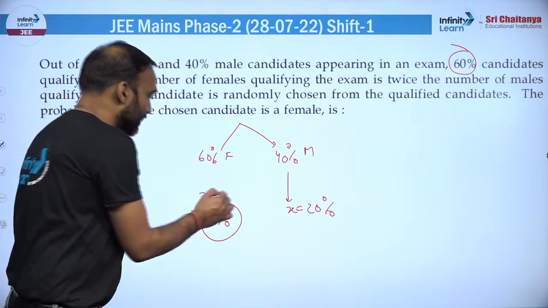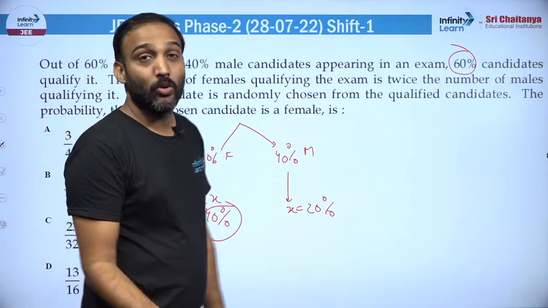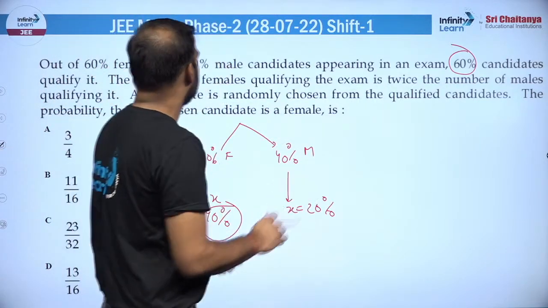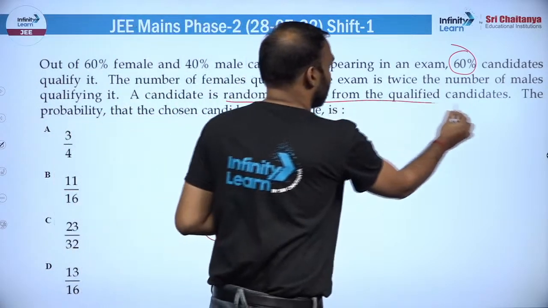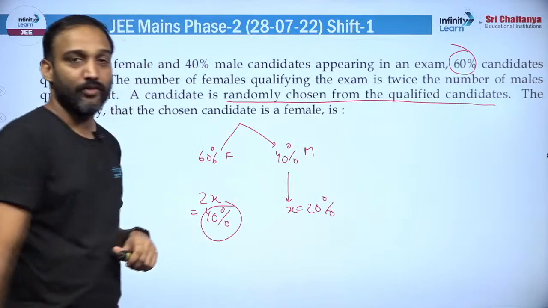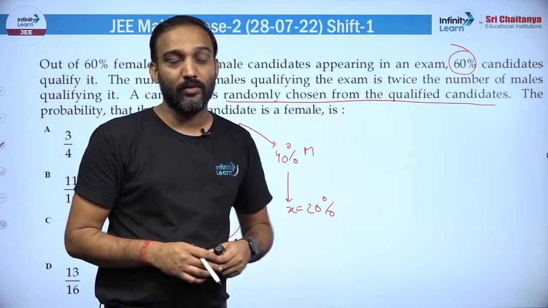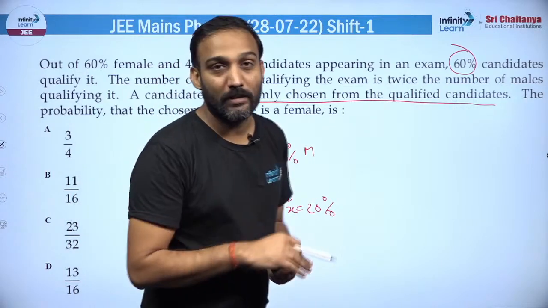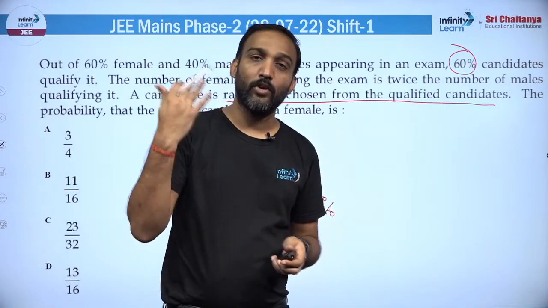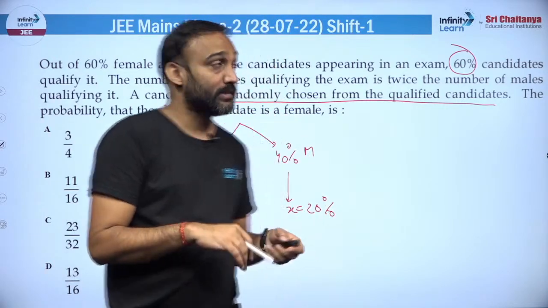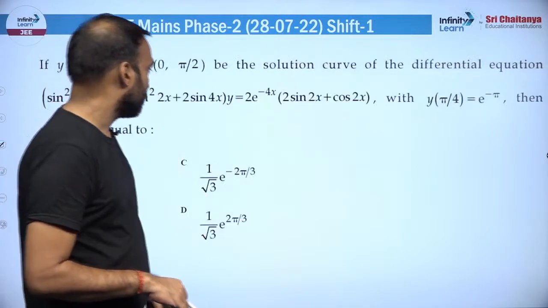So 40% is my favorable and total 60% is my total sample space, because total sample space will not be 100%. Why? Because the randomly chosen is from the qualified candidates. Qualified means after the selection, those who are qualified. So we have 60% qualified. So 60% becomes your sample space. It's not 40, it's not complete 100%, only 60%. The remaining 40% will be discarded from the sample space. This is based on the conditional probability that we have studied.